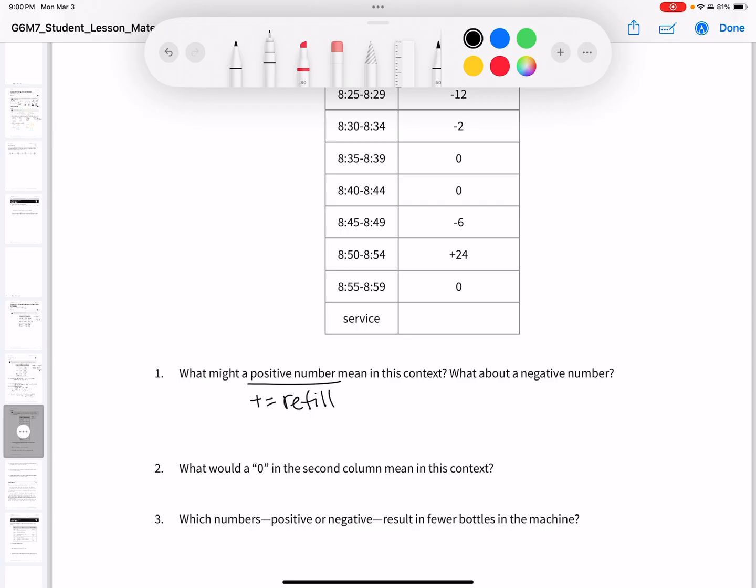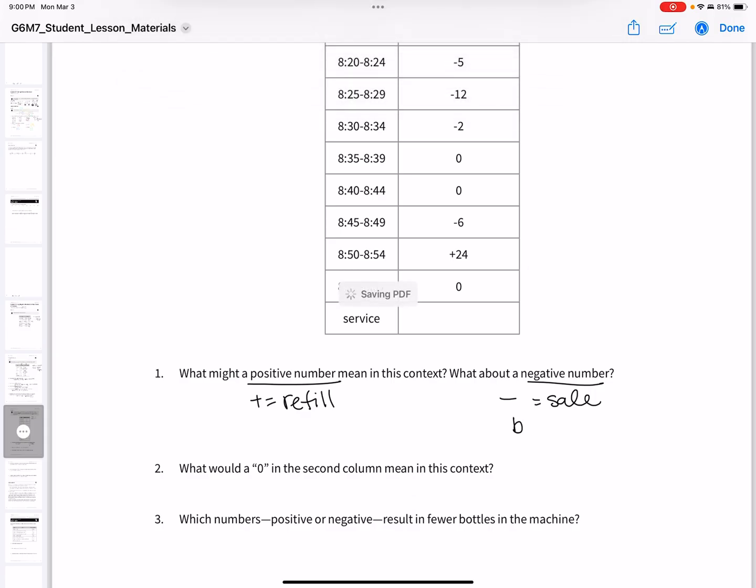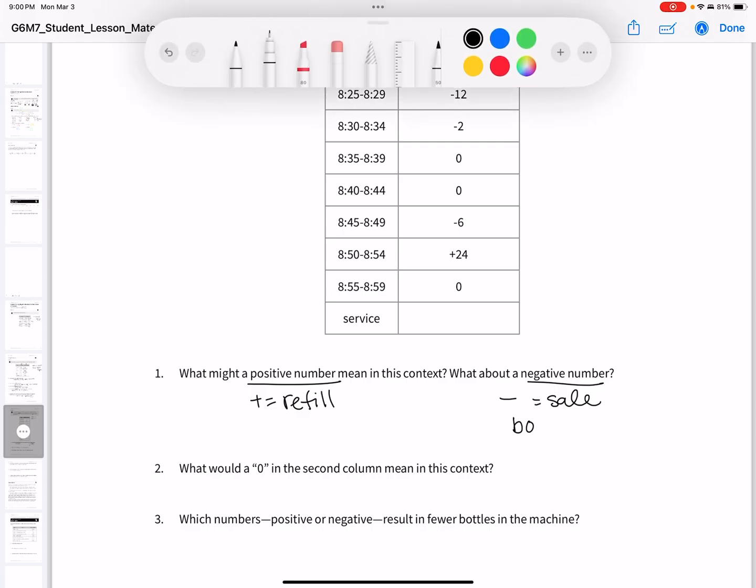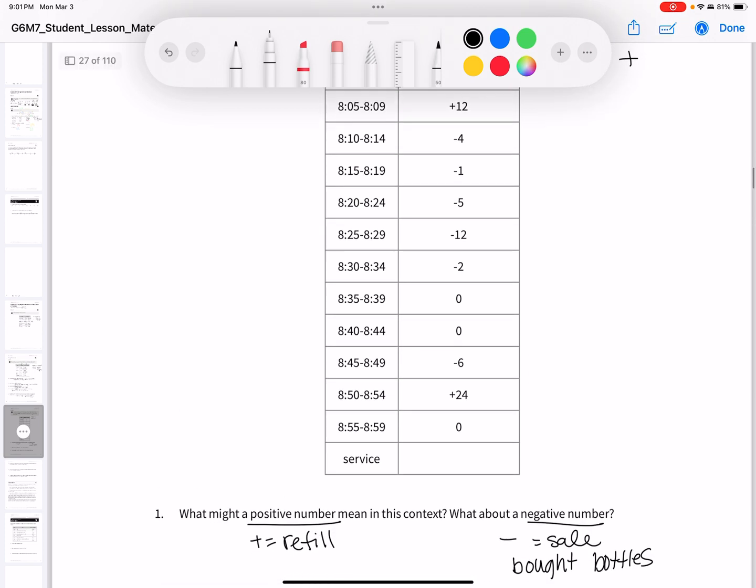Somebody came and put more bottles in the machine. A negative number means there was a sale and somebody bought a bottle. Now, it could be 1 bottle, like here, or it could be 12 bottles, like there. Okay.